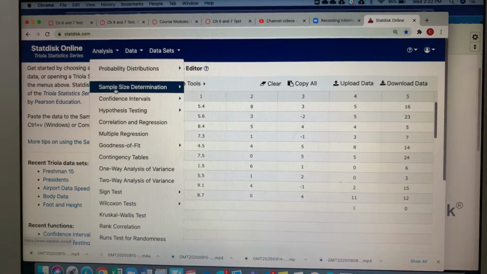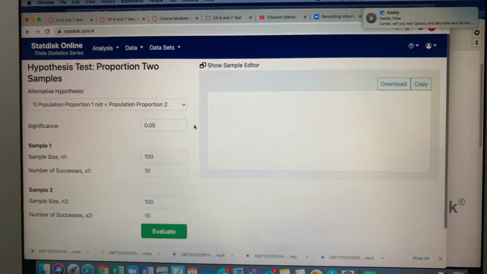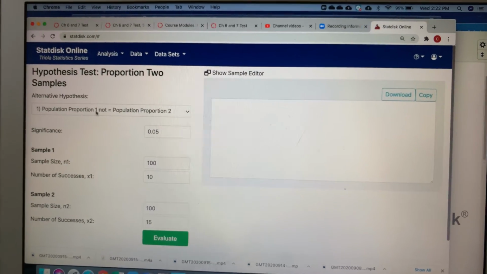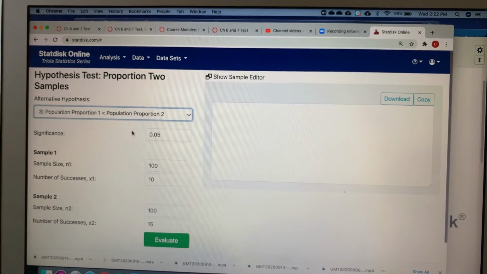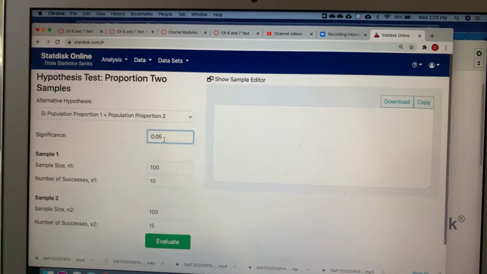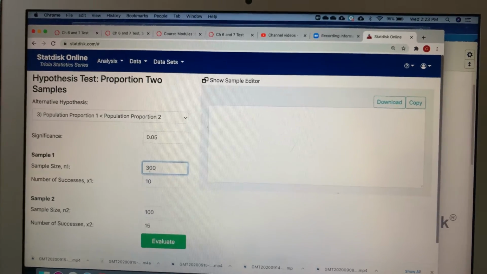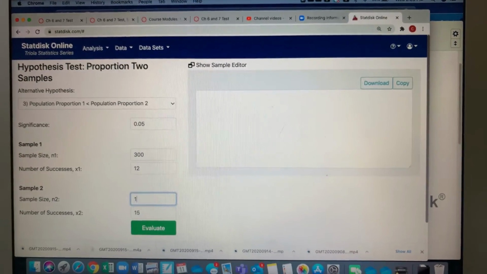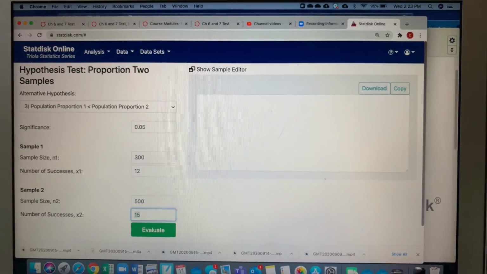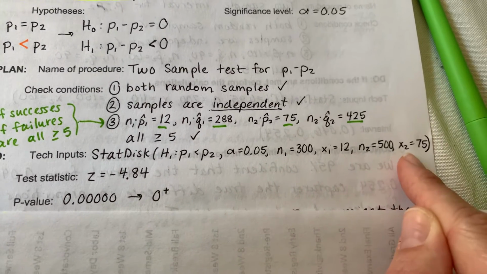So when I go to analysis, hypothesis testing, proportion two samples, I'm looking here: population proportion 1 not equal to population proportion 2, that's not what I want; less than. And then I have to enter some more stuff. So alpha is equal to 0.05, that's correct. My first sample size is 300. The number of successes was 12. My second sample size is 500 and the number of successes was 75. So I wrote all of that down here. Significance level, N1, X1, N2, X2.